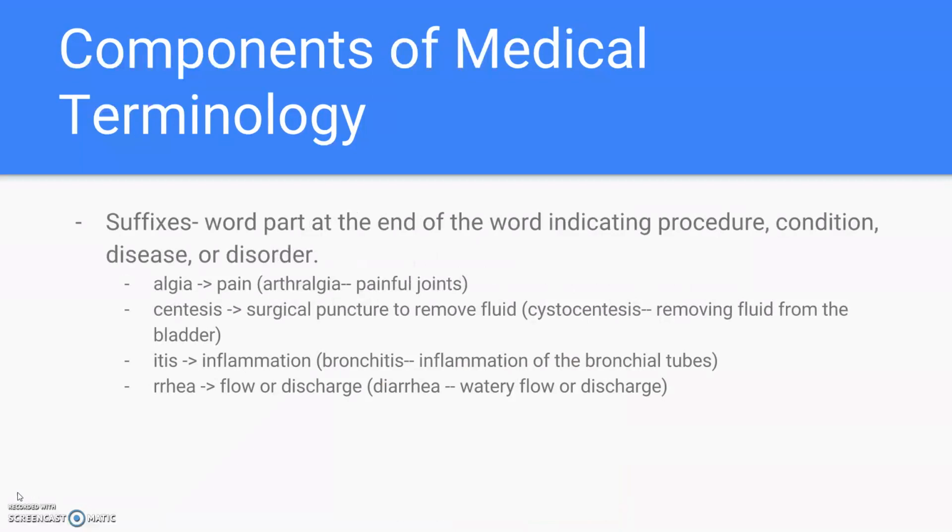Suffixes, this is the end part of the word, and this can indicate a procedure, a condition, a disease, a disorder. So the suffix algia means pain. So arthralgia or arthritis means painful joints. Centesis means a surgical puncture to remove fluid. A cystocentesis is removing fluid from the bladder specifically. Itis is inflammation. So bronchitis is inflammation of the bronchial tubes. And rhea means flow or discharge. This one's my personal favorite. Diarrhea is our example here, and this would be watery flow or discharge is what it actually means.